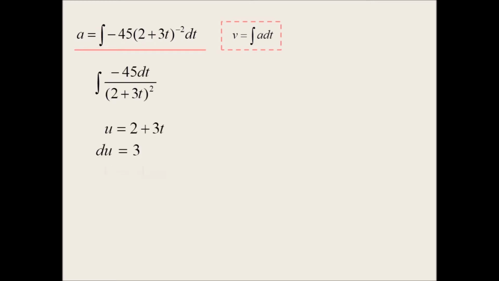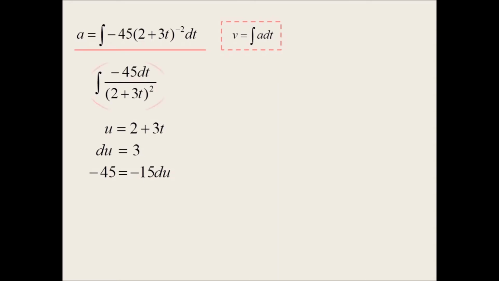After that, we have to decide the u between the numerator and denominator from the expression. If we differentiate negative 45, we will come up with 0. But if we differentiate 2 plus 3t, then it will be more efficient since we will get 3. Therefore, we will use 2 plus 3t as the u, with du being 3. To substitute negative 45, we will then use negative 15 du.